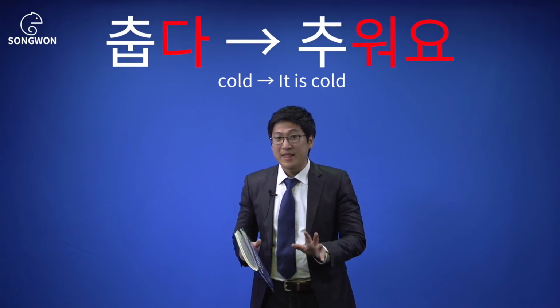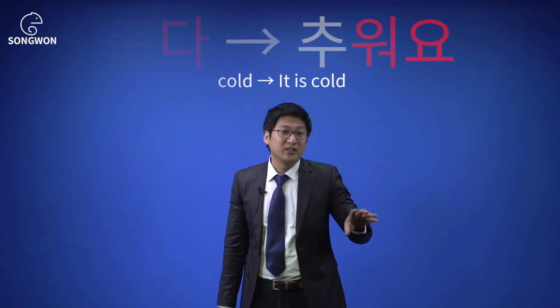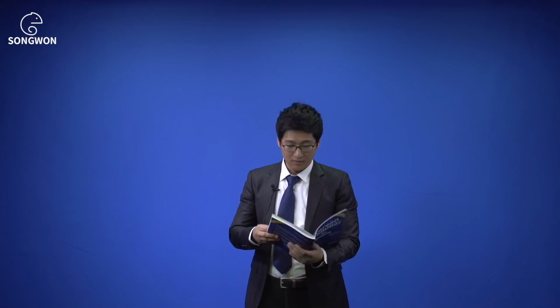So from now on, whatever word I give you, you can conjugate it to I do, or it's good, it's delicious, she's nice, he's smart, they are tall, something like this. Okay? Questions?